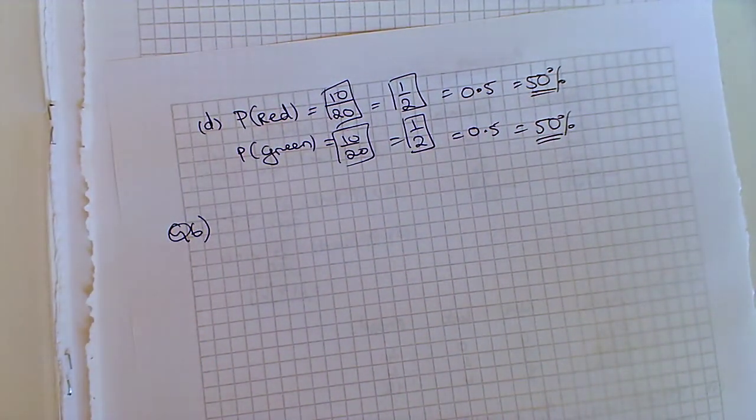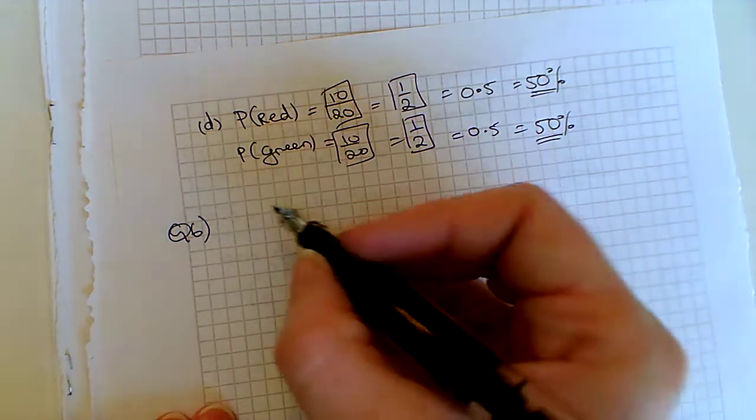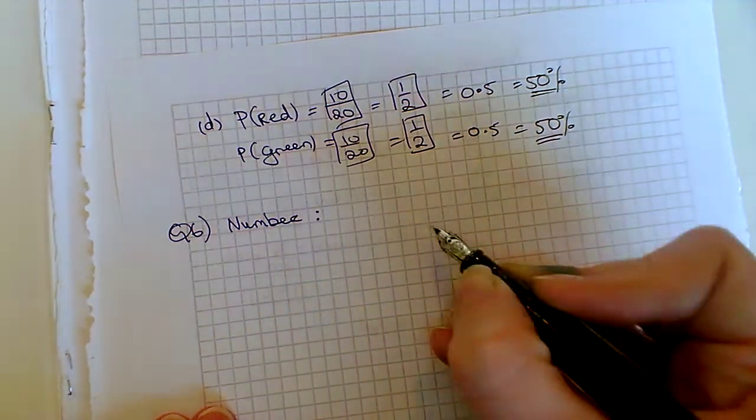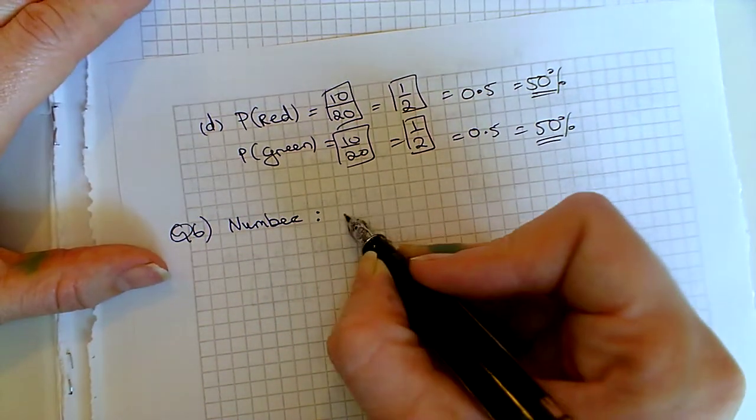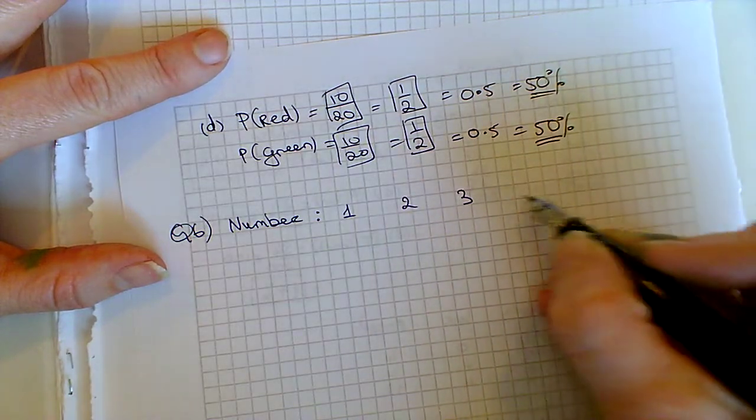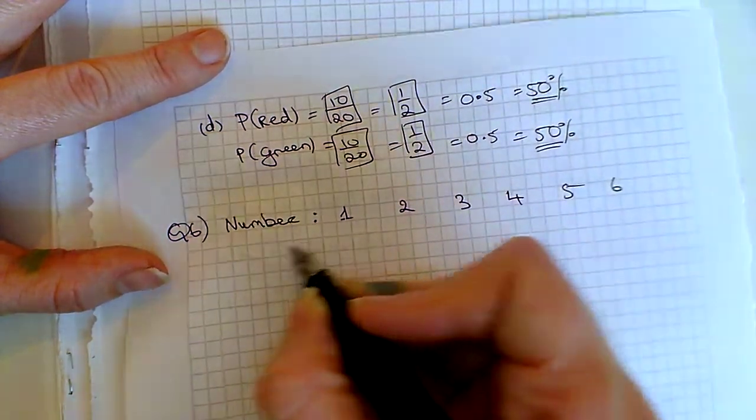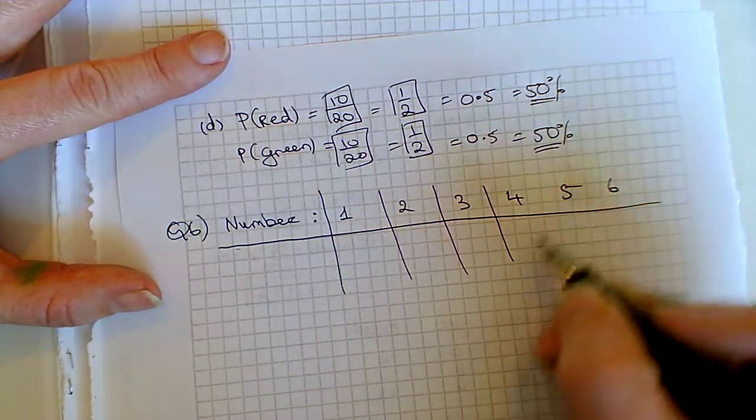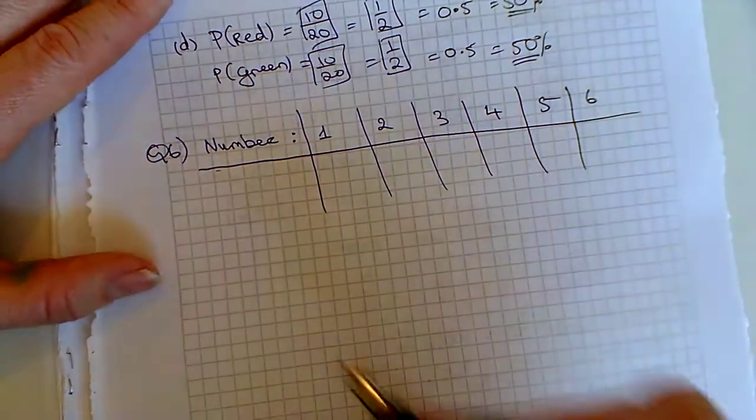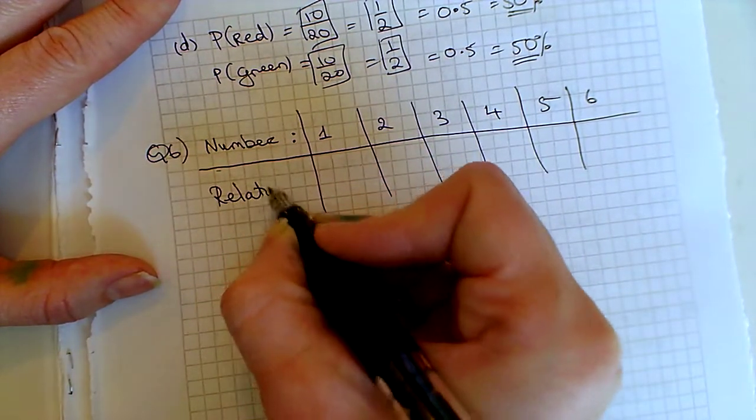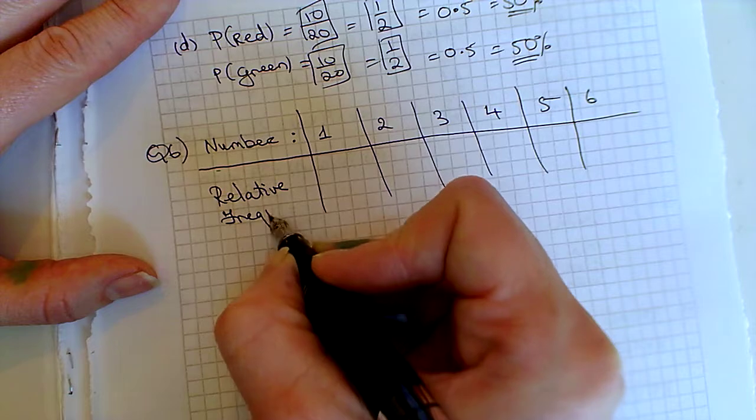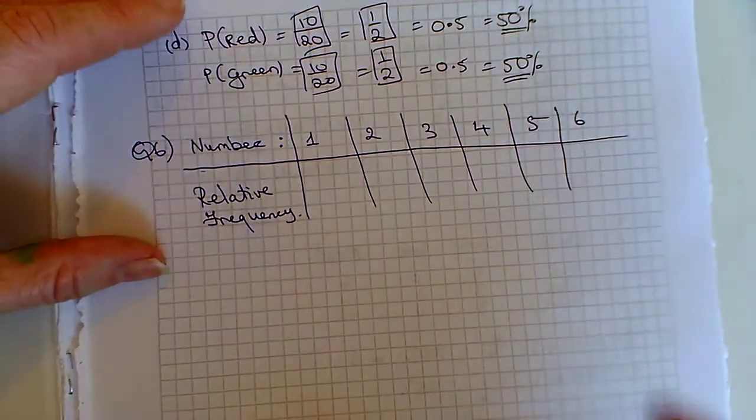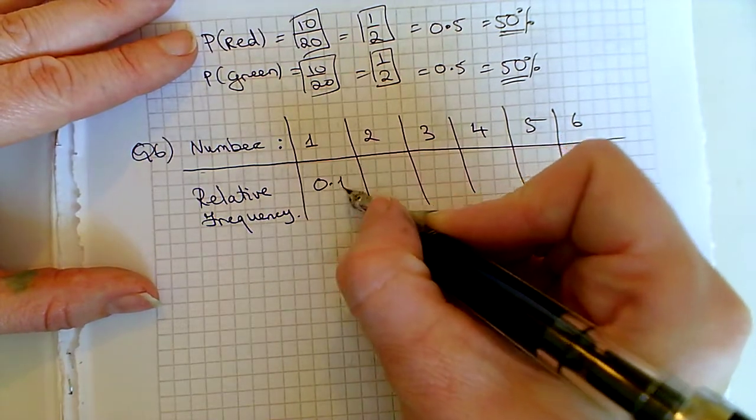A die, a 6-sided die, was rolled 50 times, and when you roll a 6-sided die, you can get the number 1, 2, 3, 4, 5, or 6. So someone did that, and they're not telling us how many times those came up. Instead, they're telling us the relative frequency. So the relative frequency of the number 1 coming up was 0.1. So it came up 10% of the time.